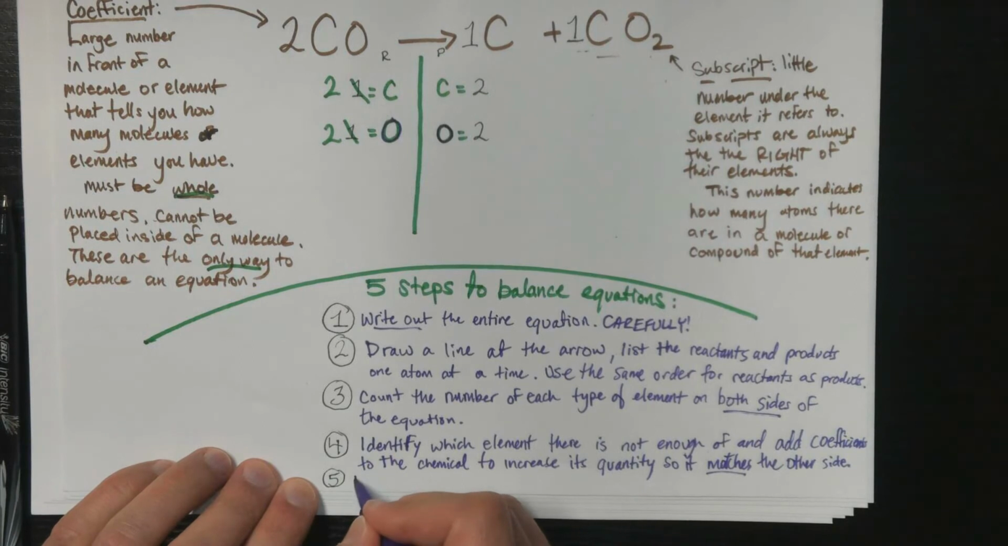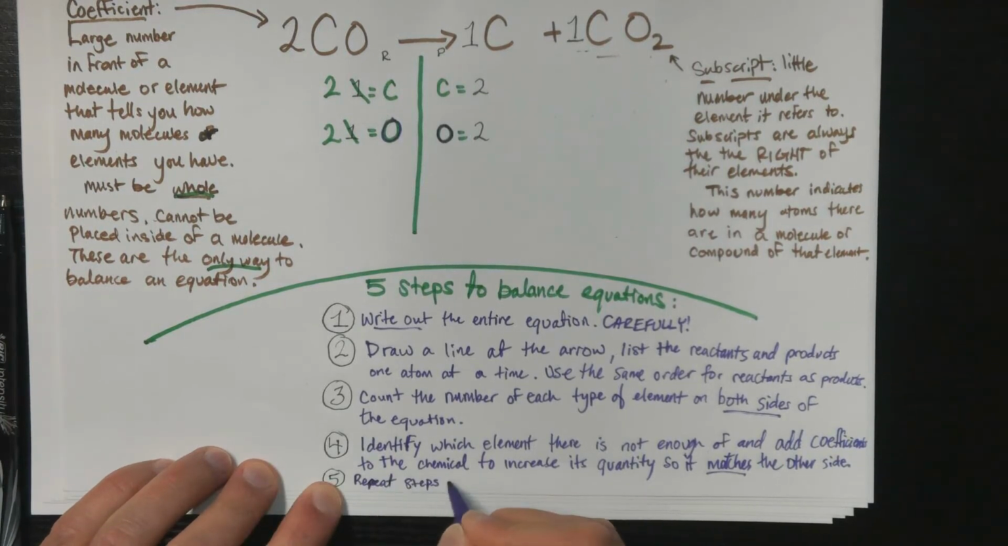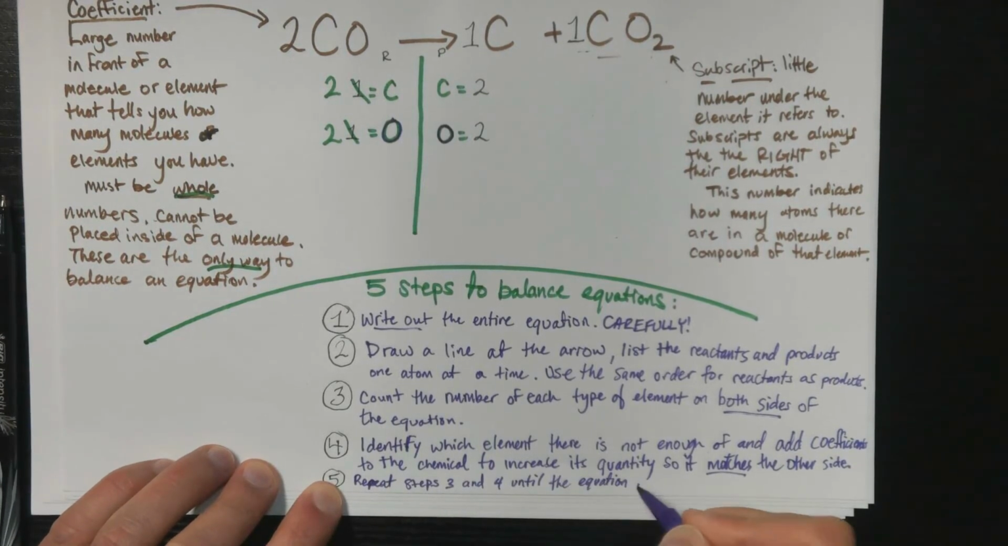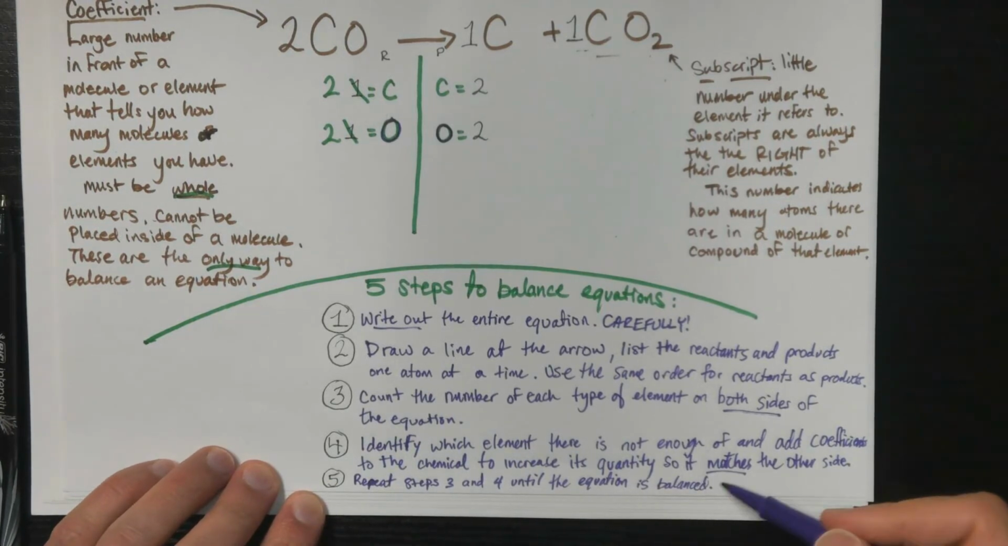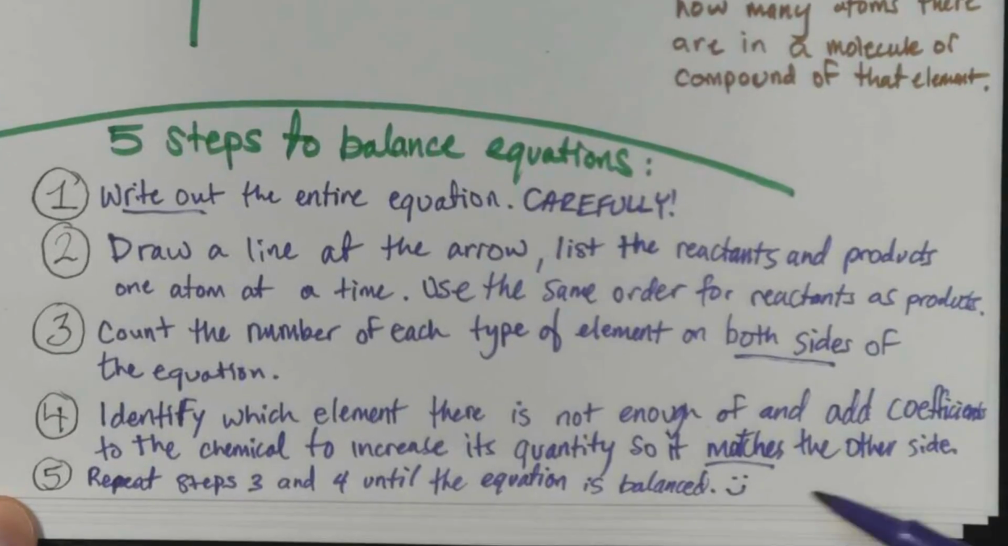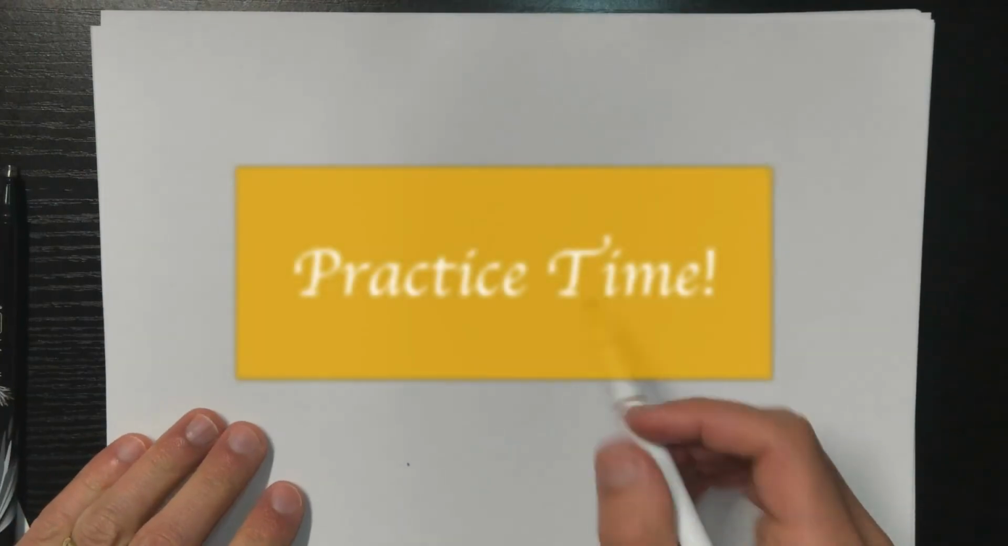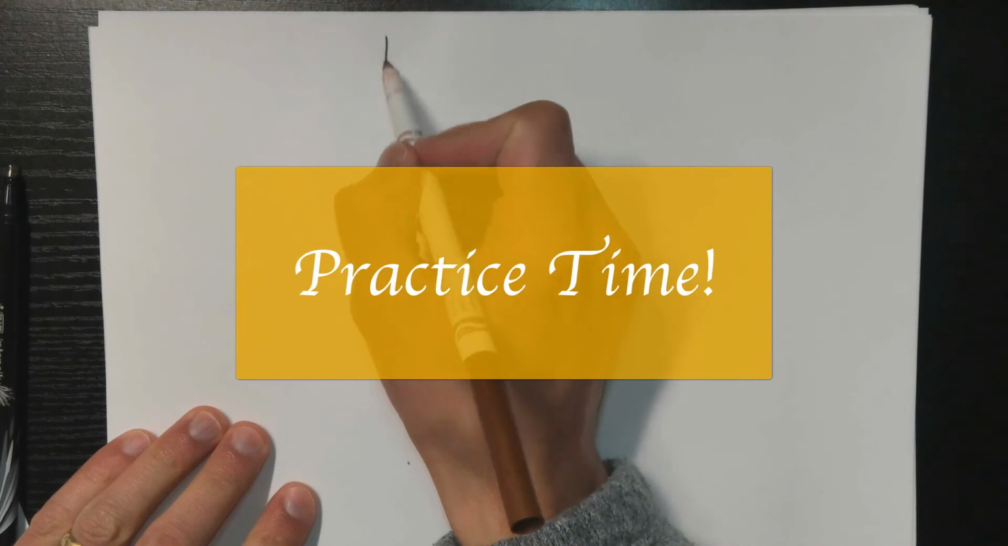Okay, step 5, repeat. Repeat steps 3 and 4 until the equation is balanced. And that is the goal, to get to a balanced equation where both sides have equal amounts. Okay, that's the steps. Now we're going to go through those steps one at a time as we look at some harder problems. Okay, let's start with the first equation.